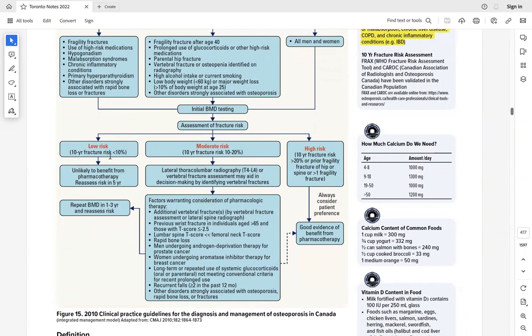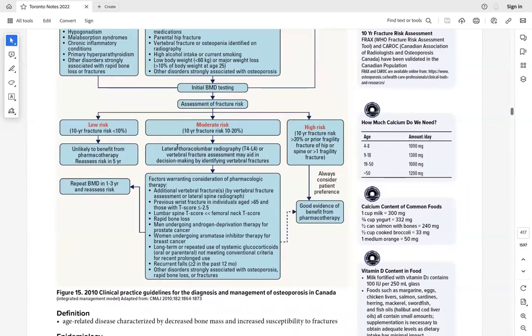If the 10-year fracture risk is less than 10%, which we will know from the BMD, then we do not have to do anything, and we will reassess the patient in 5 years. If the 10-year fracture risk is 10 to 20%, we move on to the X-ray: lateral thoracolumbar radiography, T4 to L4, or vertebral fracture assessment. That will further tell us what we have to do, whether we start them on pharmacotherapy or not.